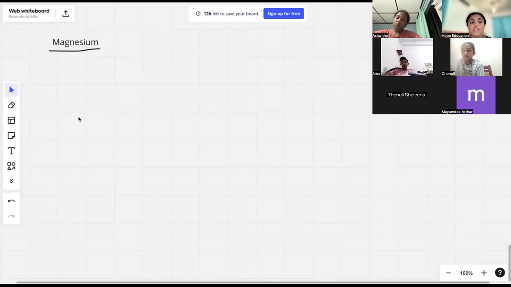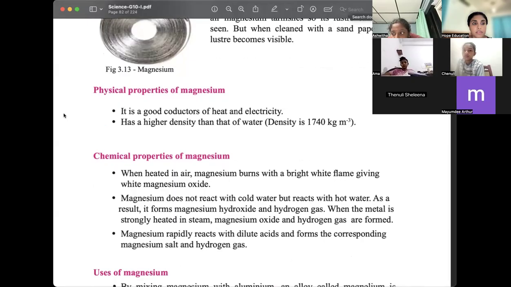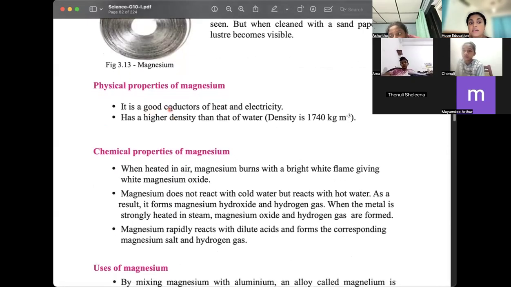Okay. So then we'll talk about the physical properties of magnesium, right? Physical properties of magnesium. So now this is your textbook. So physical properties, it's a good conductor of heat and electricity. I told you any metal is a good conductor of heat and electricity. Just like that, magnesium is also a good conductor of heat and electricity. Now if you remember, we said sodium floats on water. Why? Because it has a lower density than water. But magnesium has a higher density than water. That means it doesn't float on water.